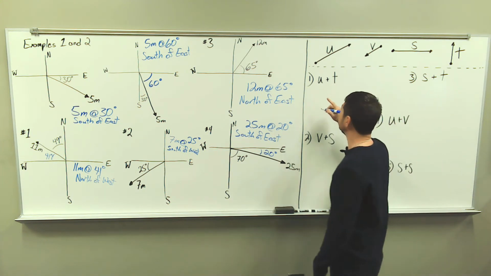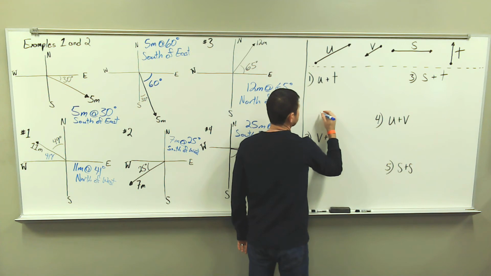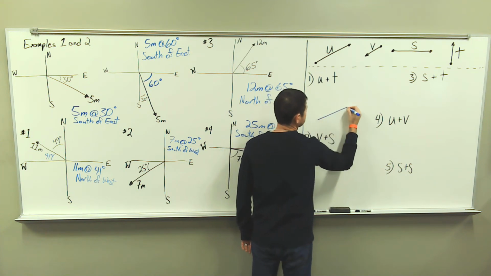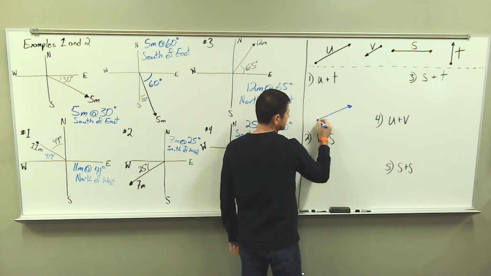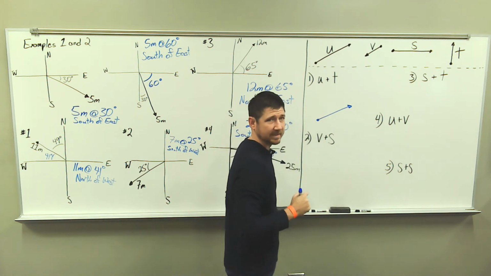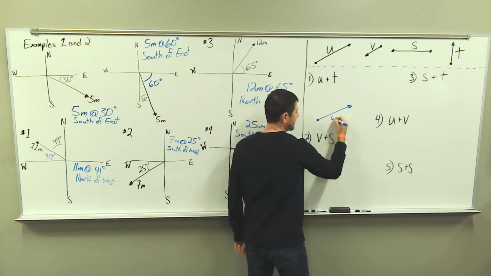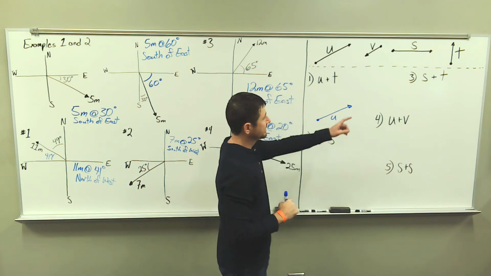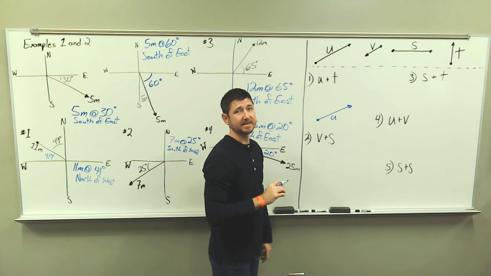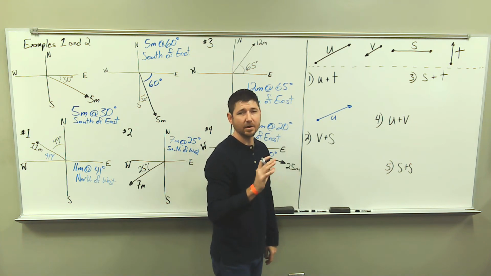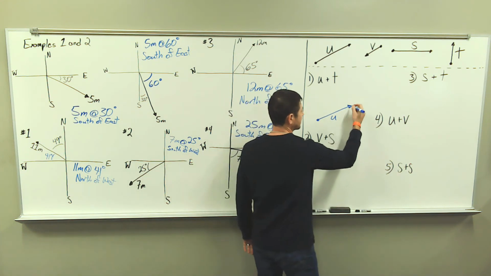So what we're going to do, I'm going to start here, vector u. There's the tail of vector 1. And let's label each vector. So I have u, and then vector t. We're going to place the tail of vector t on the head of vector u.